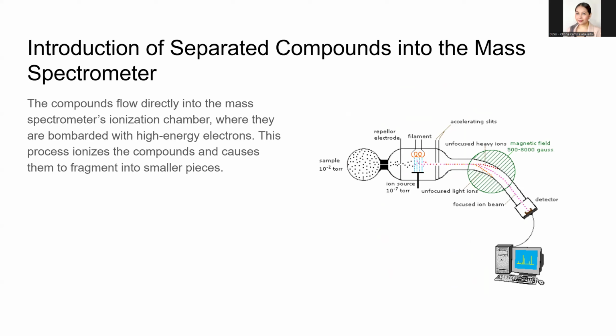this is when we introduce the separated compounds into the mass spectrometer. So after detection, the separated compounds are directed into the ionization chamber, where they are ionized or converted into charged particles using techniques such as electron impact or chemical ionization. So we have to remember that ionization is essential for the subsequent analysis by mass spectrometry, and it allows the compounds to be manipulated in the mass analyzer, where they can be separated based on their mass to charge ratios.